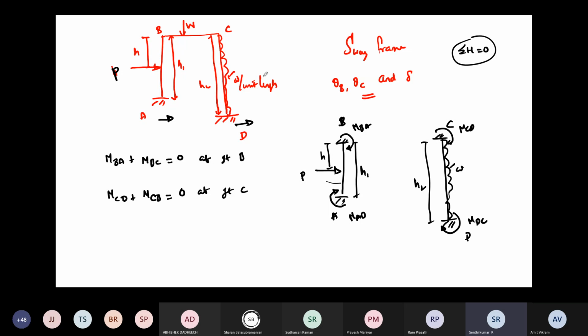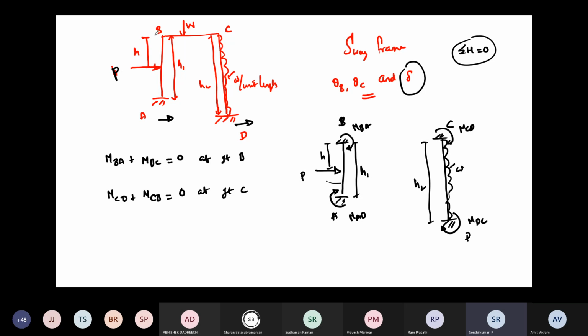Unsymmetrical geometry, unsymmetrical loading, all are unsymmetrical. So surely sway will occur. That means the frame will laterally deflect. Because of the lateral deflection, we are having one more unknown, delta. Previously, we had theta B and theta C, because A and D are fixed, so we won't have any rotation there. Because of the sway action, we will have one more unknown, sir, delta.